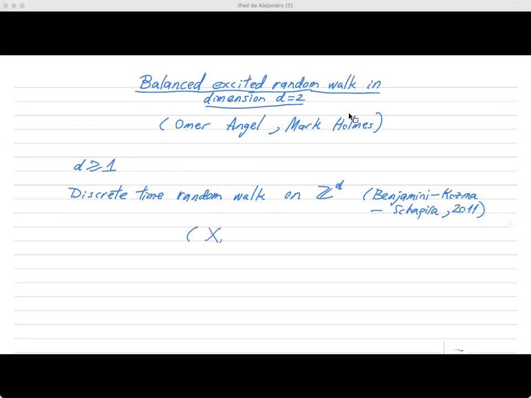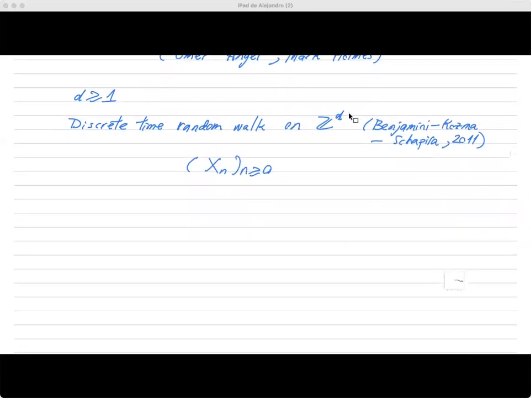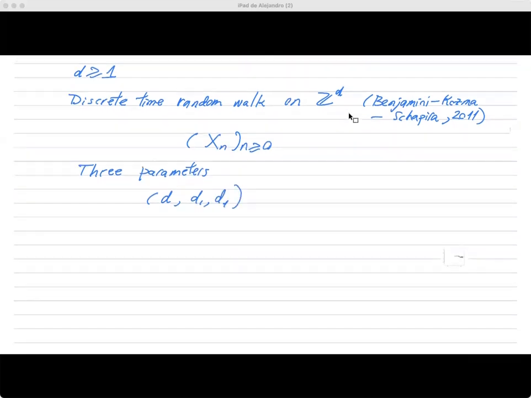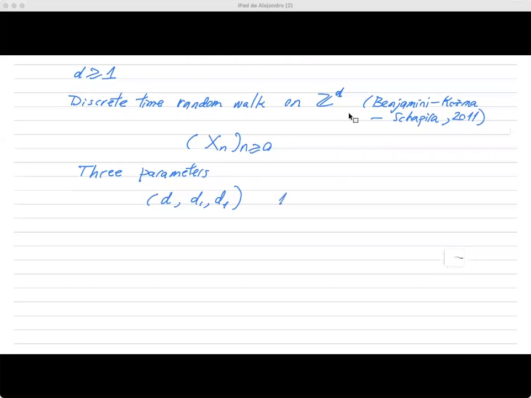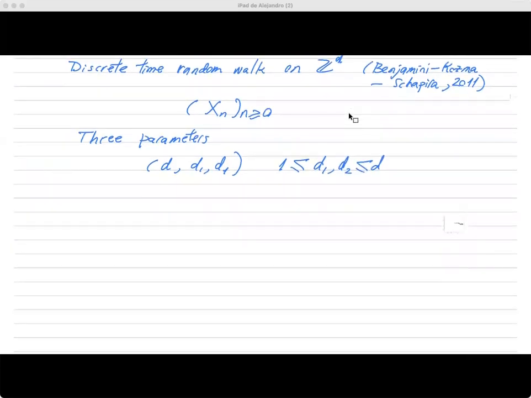So it's a discrete time random walk. I will explain how you define this. There are 3 parameters I will need. One is the dimension d of the lattice, but then I will need 2 other integers, which are also dimensions in a sense. These 2 integers will be between 1 and d. I will also use the standard notation: these will be the canonical vectors.